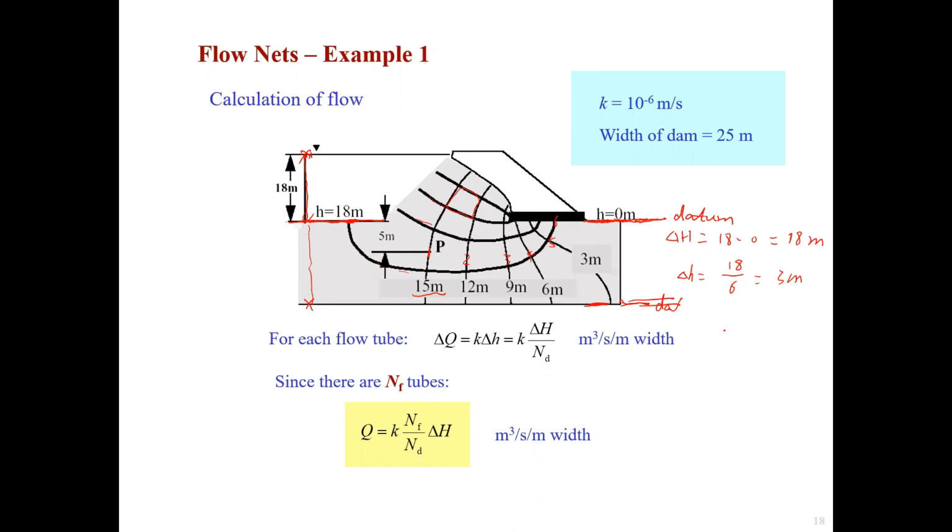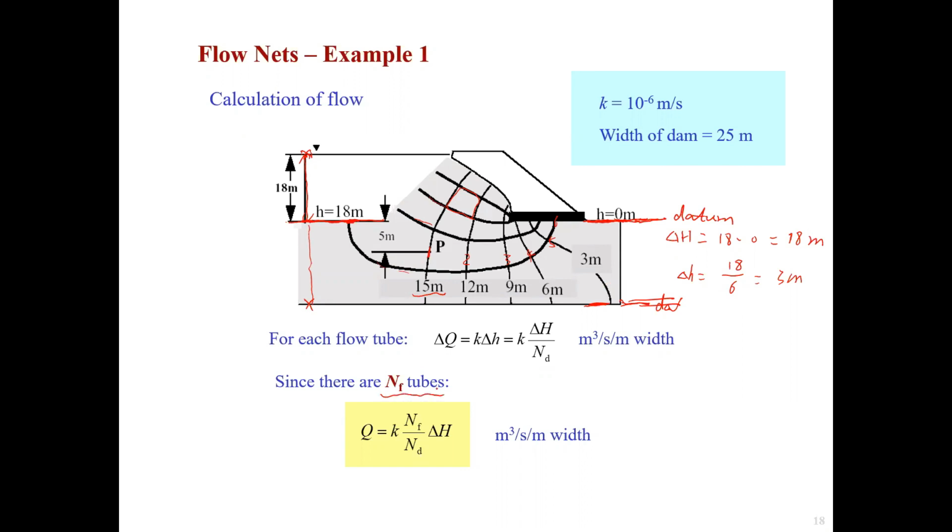So inspection of this figure shows that there are 6 equipotential drops. So we already count that. Can anyone hear the teacher? Yes. Can you just try to mute yourself? Okay, thank you. So there are 6 equipotential drops, and so the head drop between each pair of equipotentials is delta H. So that's 3 meters.